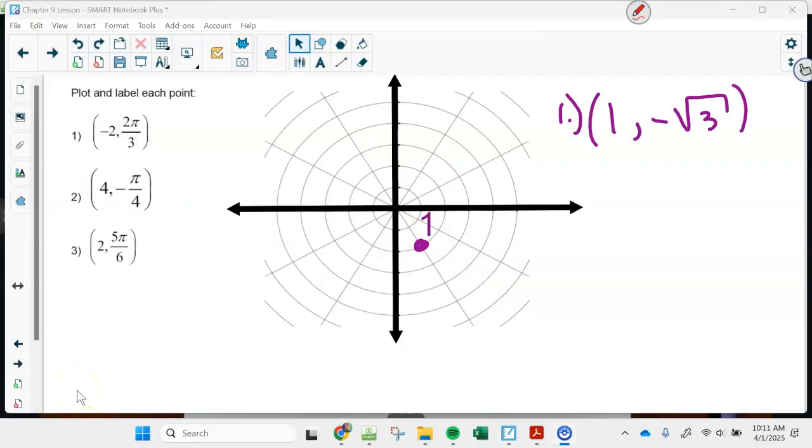It takes you to the fourth quadrant. So you should have positive 1, negative root 3 for the first one. That's why that's happening, because you have a negative R value. Let's go ahead and take a look at the next one.